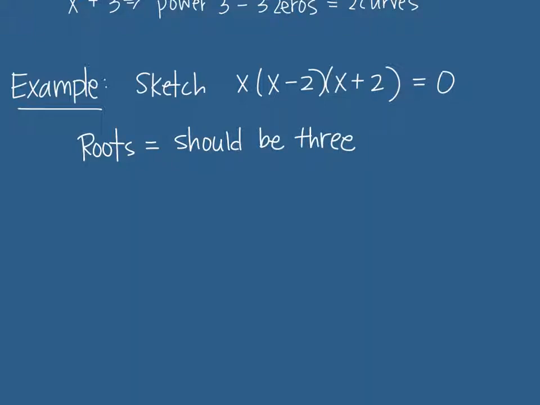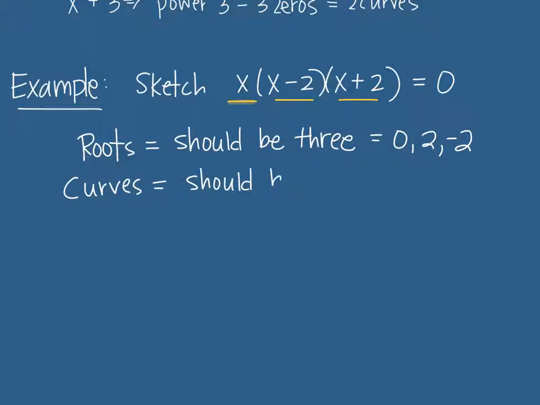The 3 come from the 3 different factor parts. There's a factor part, there's another factor part, and there's another factor part. So there are 3 roots. The 3 roots are 0, 2, -2. Well, if there are 3 roots, how many curves should there be? There should be 2 because there's always 1 less.